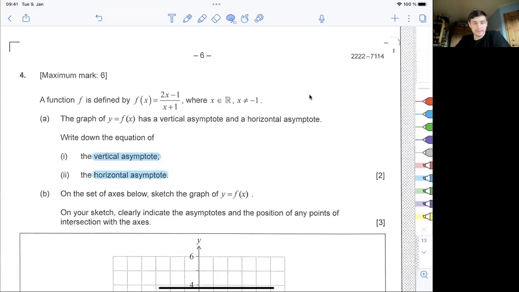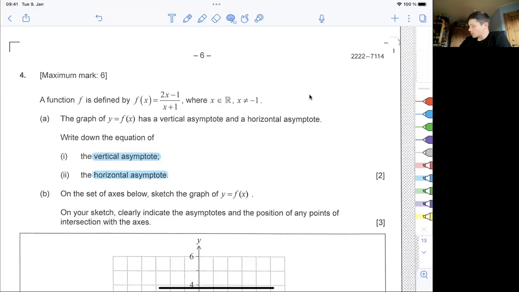Question 4. A function f is defined by f(x) = (2x − 1)/(x + 1), where x is an element of the real numbers and x cannot equal −1. Part A asks, the graph of y = f(x) has a vertical asymptote and a horizontal asymptote. Write down the equation of part 1, the vertical asymptote, and part 2, the horizontal asymptote.